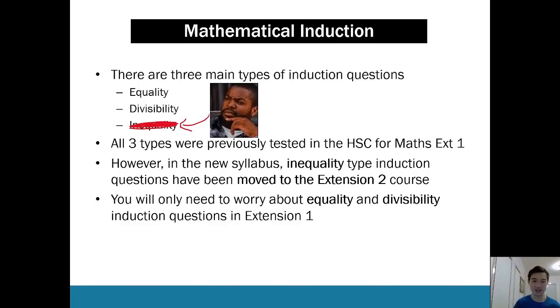Of course, if you do extension 2, you still need to worry about inequality type induction questions, but if you just do extension 1, you don't need to worry about them anymore, and you just need to focus on equality and divisibility type induction questions.